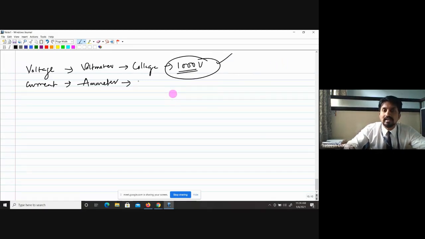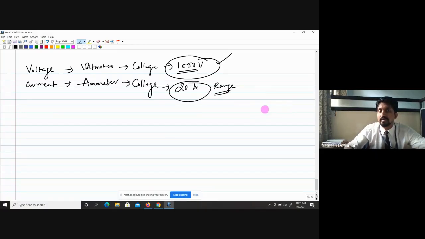For current, in our college case, what maximum level do we get? Up to a 20 ampere range we will get.